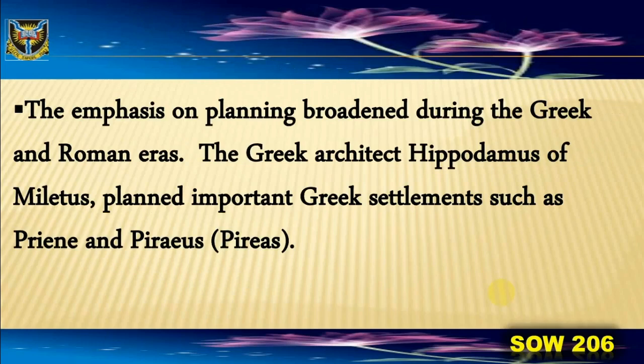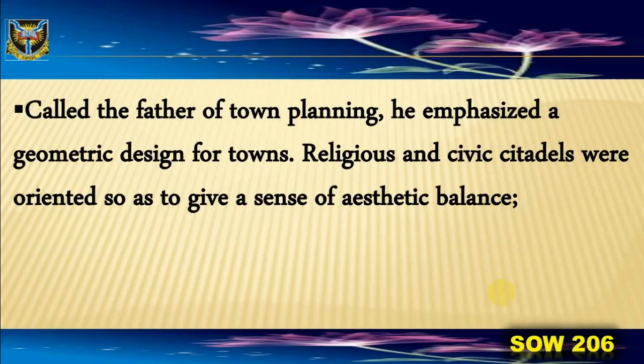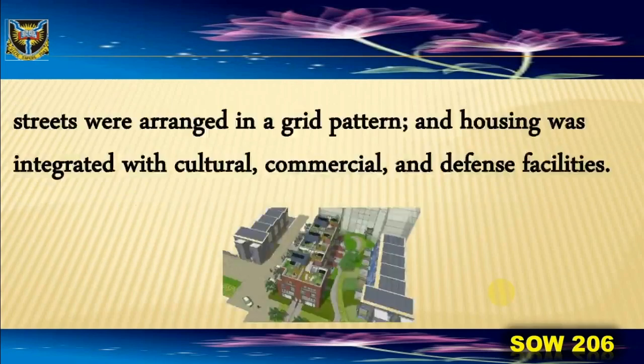The emphasis of planning broadened during the Greek and Roman eras too. The Greek architect Hippodamus of Miletus planned important Greek settlements such as Priene and Piraeus. Called the father of town planning, he emphasized a geometric design for towns. Religious and civic citadels were oriented so as to give a sense of aesthetic balance. Streets were arranged in a grid pattern, and housing was integrated with cultural, commercial, and defense facilities.